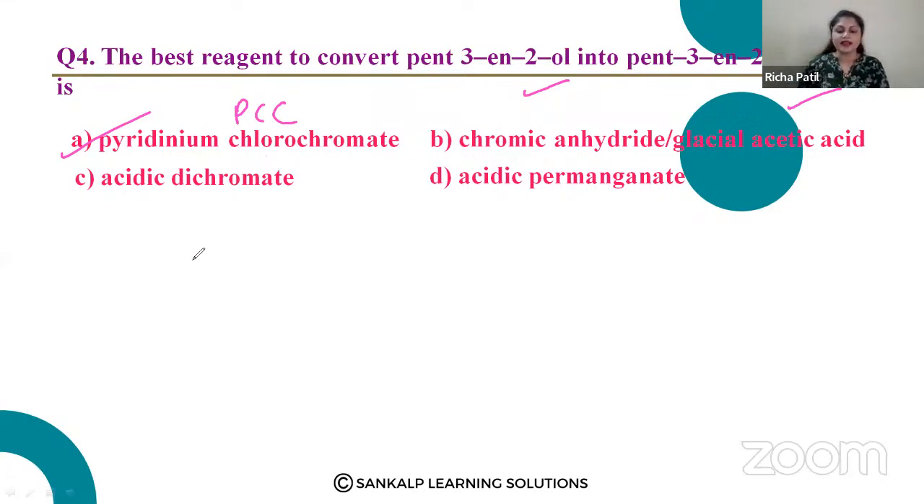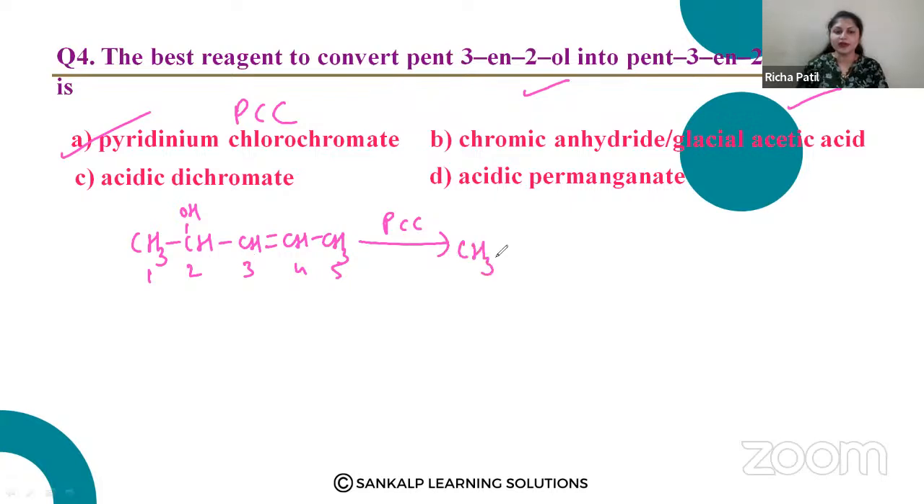Pyridinium chlorochromate. I'll write the reaction. The reaction goes like this: CH3 CHOH CH2 CH2 CH3 in the presence of PCC. So this is pent, right? 1, 2, 3, 4, 5. Pentan-2-ol, when it is treated with PCC, what will it do? It will yield you a ketone.